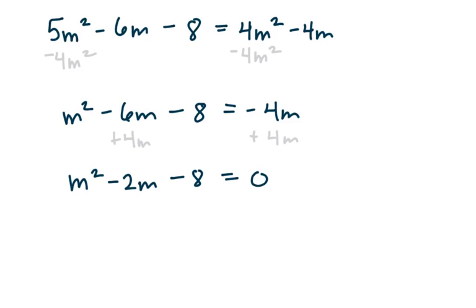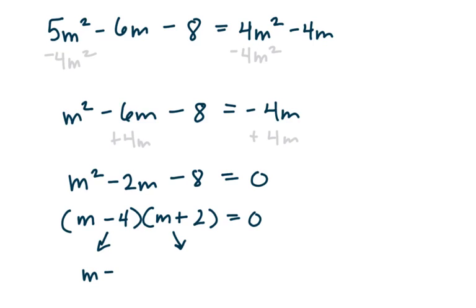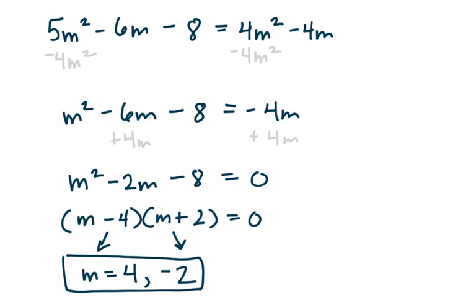And once I have it like this, I can factor it. And there are two numbers that multiply to give me negative 8 that will also add to give me negative 2. So this is m minus 4, m plus 2 equals 0. And by setting each of those factors equal to 0, I end up with m is positive 4 or negative 2. So m equals positive 4 and negative 2 are my two solutions, and I'm all done. So I put them in a box and go, yay.